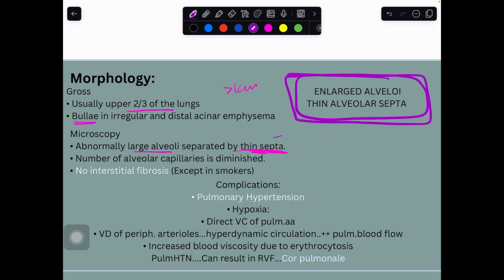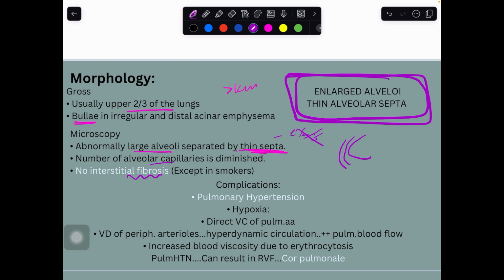The thin septa, because of the destruction of the wall and the elastin, it has been destroyed. Therefore, the capillary surrounding it will also start to diminish, and very important, there is no fibrosis. So, if I say what is emphysema, the 3Ds: dilatation of the air spaces that are distal to the terminal bronchioles, there is wall destruction but no fibrosis. Very easy. Understand each keyword, understand the factors and the causes, the different types.